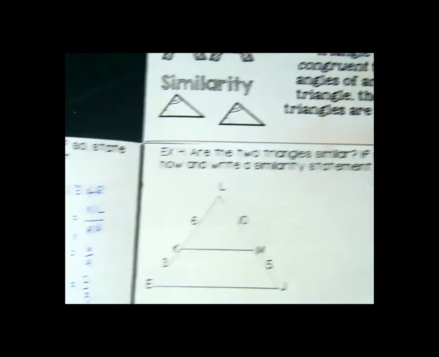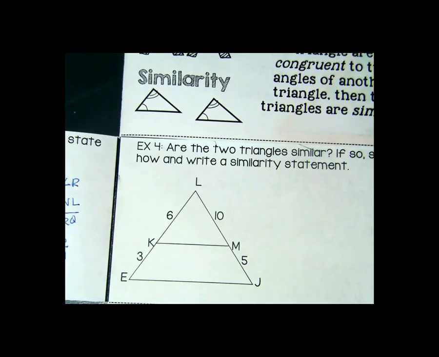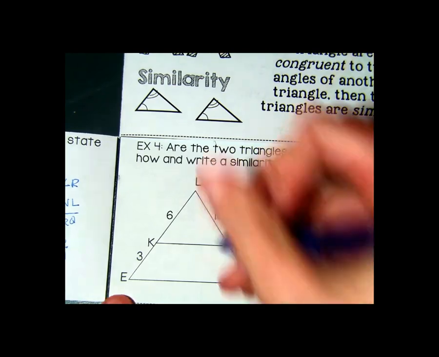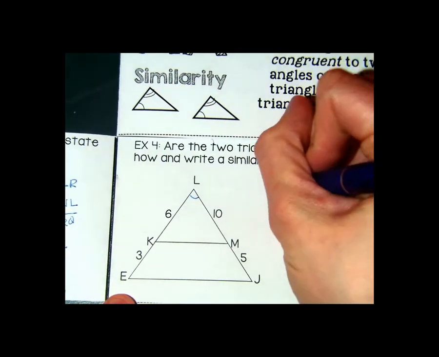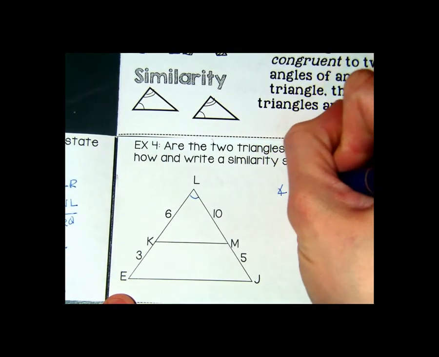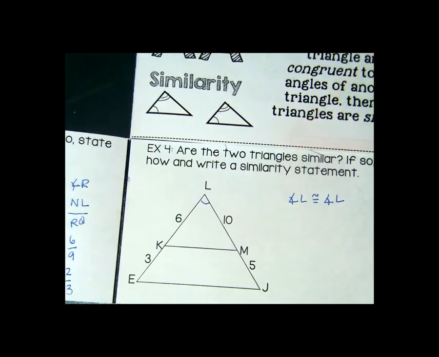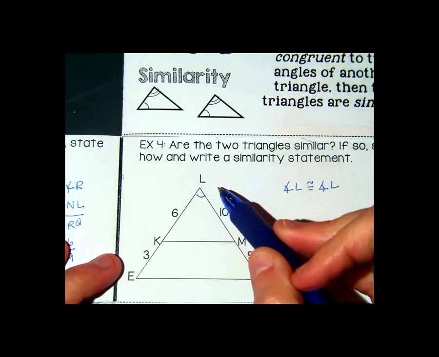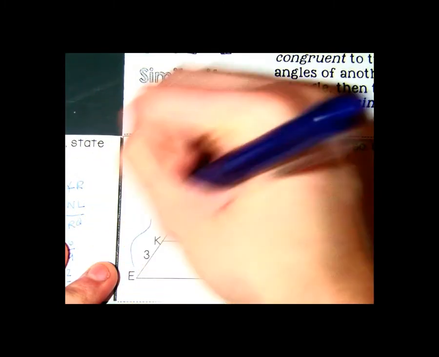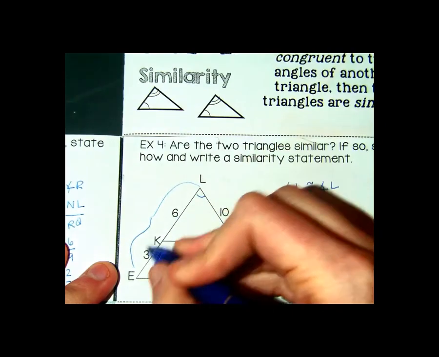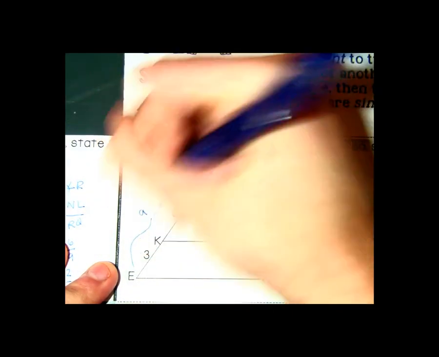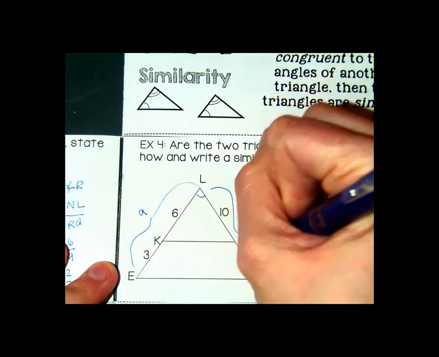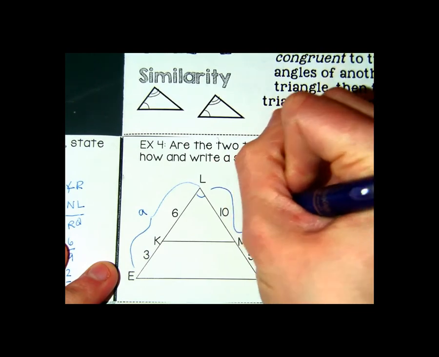Example 4. We have almost the same picture that we had in angle, angle. So L is congruent, there's our angle, because it's the same angle. Now we need to check sides. Now, since it's talking about this small triangle and this large triangle, we have to know that the whole thing is 6 plus 3, which is 9. And the whole thing is 10 plus 5, which is 15.